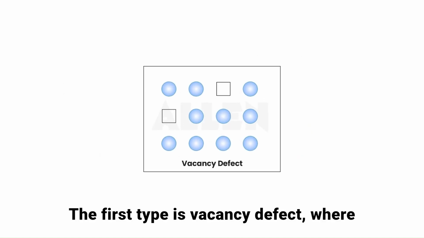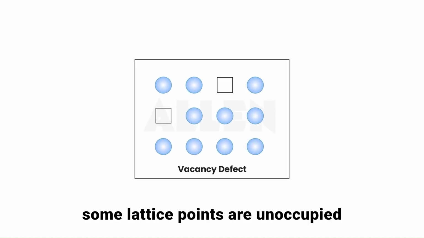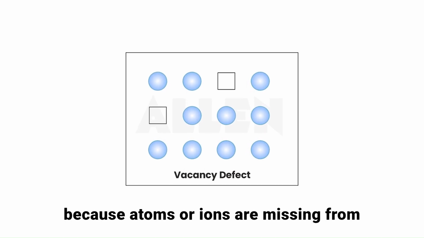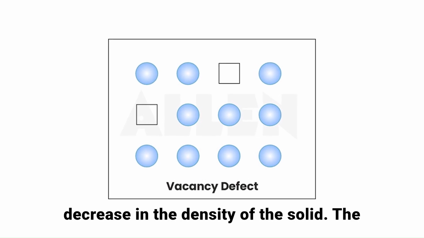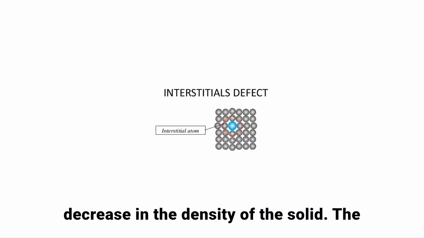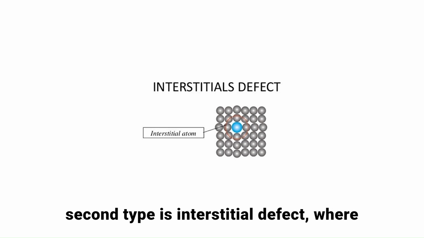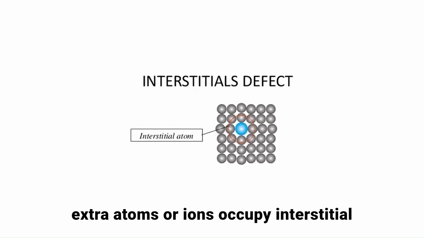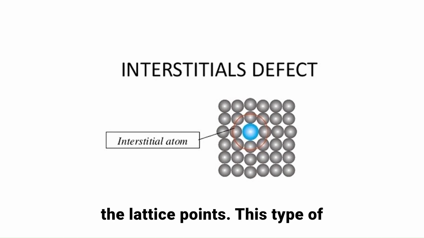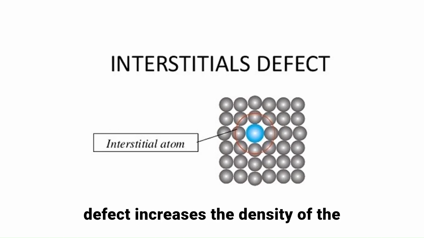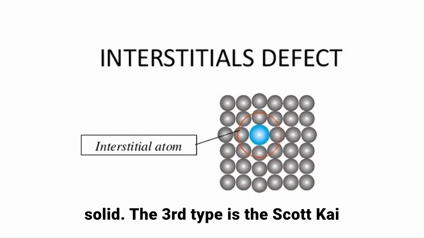The first type is vacancy defect, where some lattice points are unoccupied because atoms or ions are missing from their positions. This leads to a decrease in the density of the solid. The second type is interstitial defect, where extra atoms or ions occupy interstitial sites, which are the small voids between the lattice points. This type of defect increases the density of the solid.